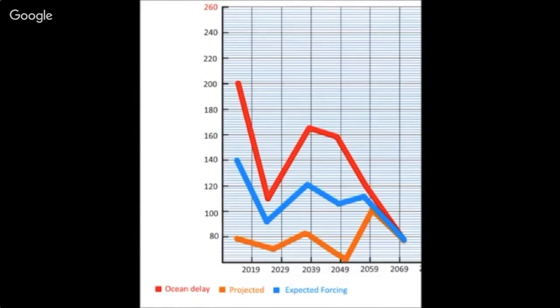full-blown ice age. In other words, from this point onwards, from 2058, from 2070 onwards, you may have runaway global cooling, and we will go from a mini ice age into an ice age.